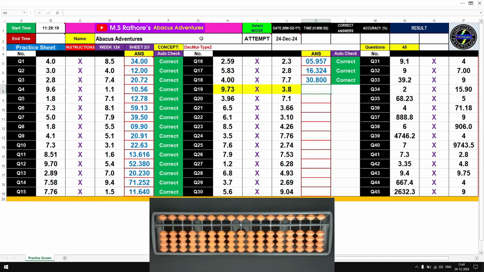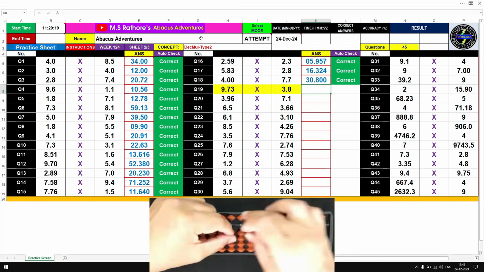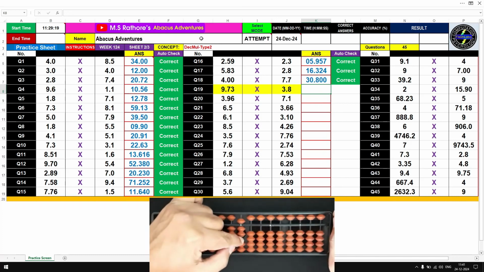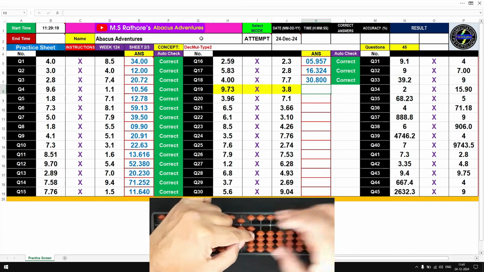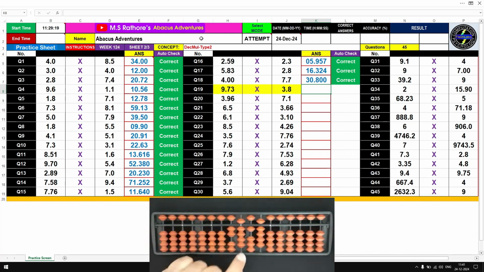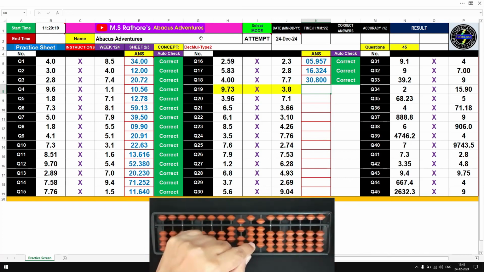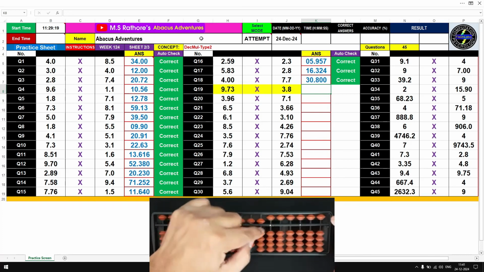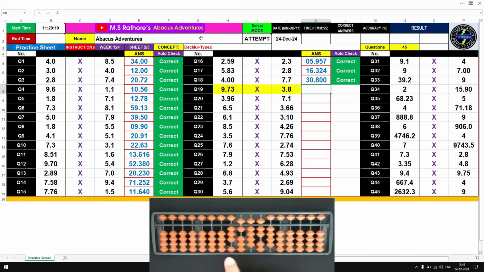Question number 19, 9.73 multiplied by 3.8. Let's begin from rod number 2. 3 9s are 27, shifted. 3 7s are 21, shifted. 3 3s are 09. Round 2 begins now. 8 9s are 72, shifted. 8 7s are 56, shifted. 8 3s are 24, and the answer is 36.974.